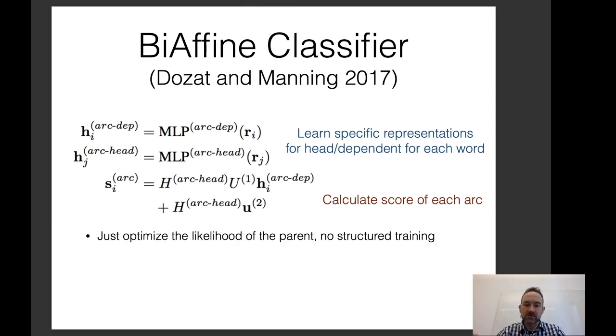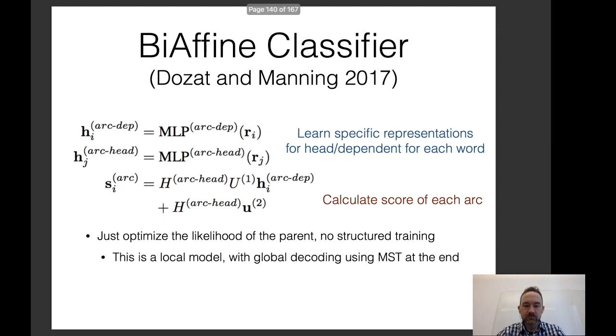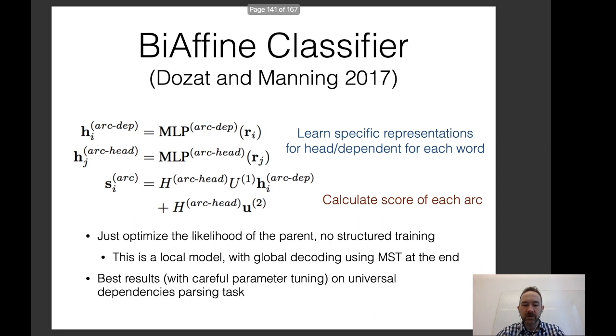Once we have this functional form, we basically optimize the likelihood of getting the correct parent. We calculate the score of arcs for each child or each dependent here, and we try to maximize the log likelihood of picking the correct head. So this is a local model for prediction, and it has a global decoding using a maximum spanning tree algorithm at the end. This gave very good results on a universal dependencies parsing task and is still widely used since its introduction in 2017.